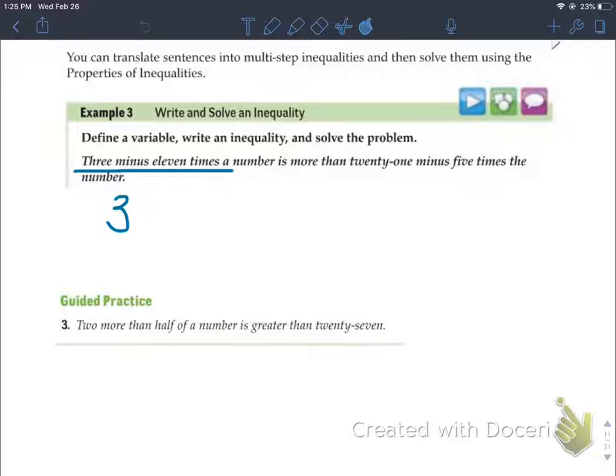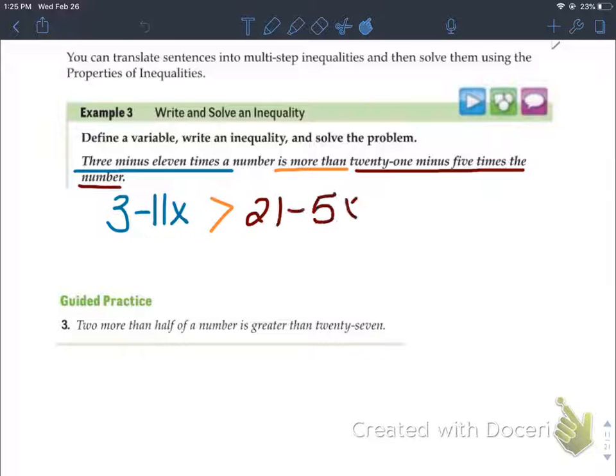In example 3, we are just translating from words into an equation and solving from there. So it says 3 minus 11 times a number, so that is 3 minus 11x is more than, so I looked back at that table again, that's going to be greater than, and 21 minus 5 times x, so I wrote that down. Now I'm going to just cover up this extra work down here so that I have room to write really quick.